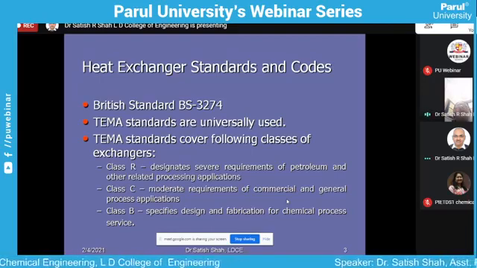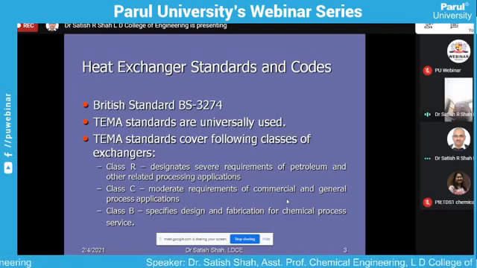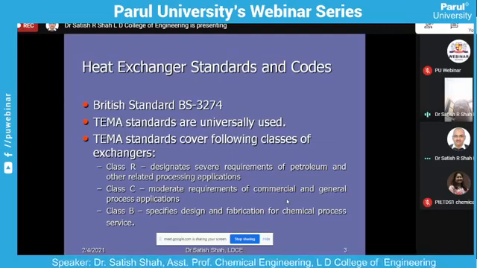It means now if I am using class R, or I am designing my heat exchanger for class R type of fluid, then I have to take my tube sheet thickness to be 40 mm if my tube OD is 19.05 mm. This is the basic fundamental of TEMA, and we have to always refer to TEMA if we want to finalize the mechanical design of the shell and tube heat exchanger.